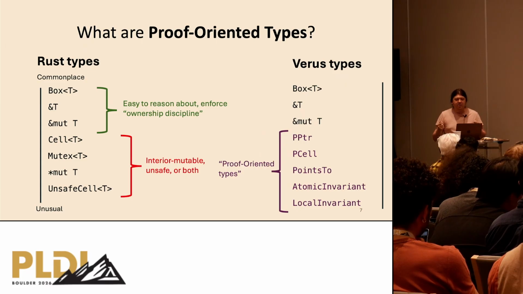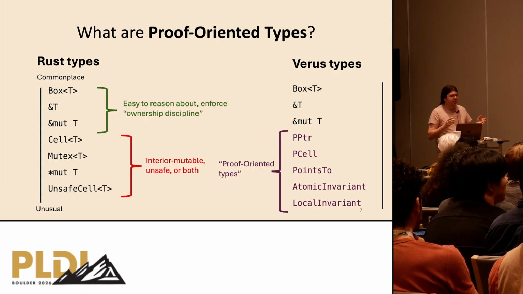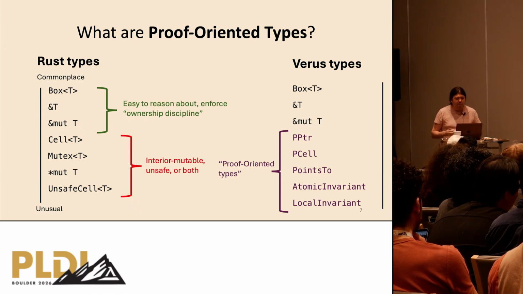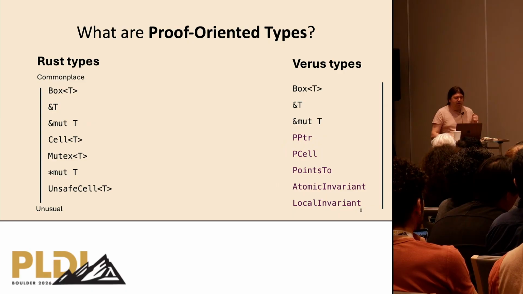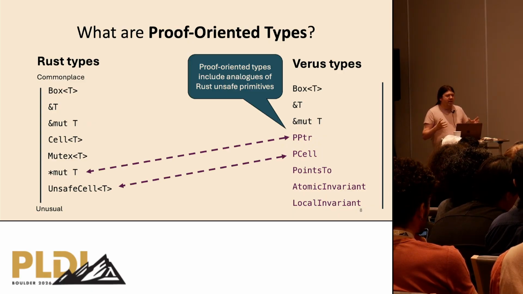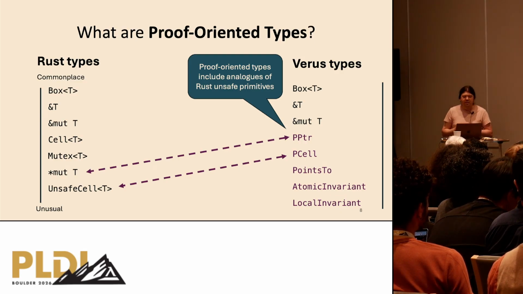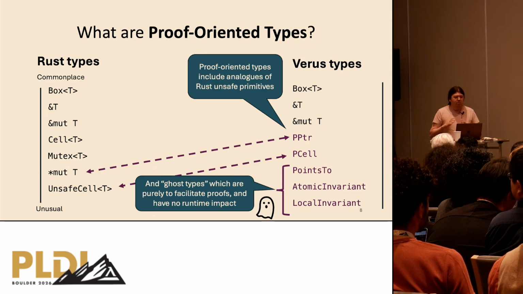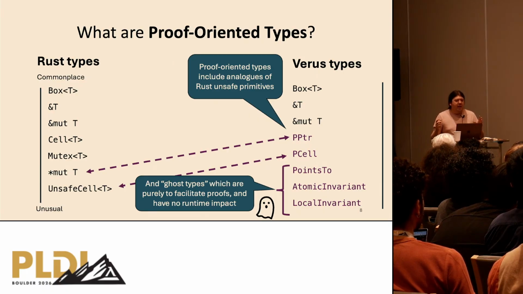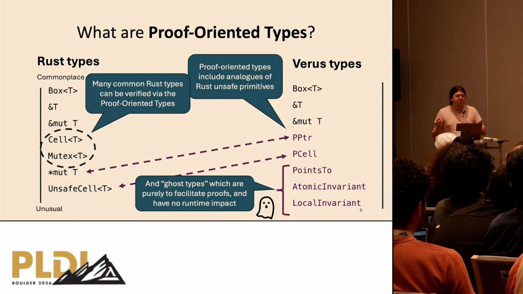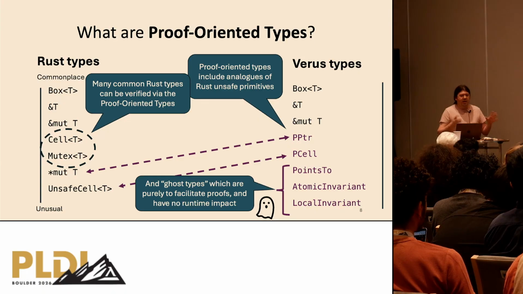Well, Verus actually has its own set of interesting types that handle these situations, which are what we call the proof-oriented types. So two of them, PPtr and PCell, are just proof-oriented analogs of common Rust unsafe primitives. But the other proof-oriented types are what we call ghost types, which only exist to facilitate proofs, and they have no runtime impact and no physical layout. And this collection of proof-oriented types can be used to verify many of the Rust libraries. So in this sense, the various proof-oriented types are kind of more primitive than the usual Rust libraries.